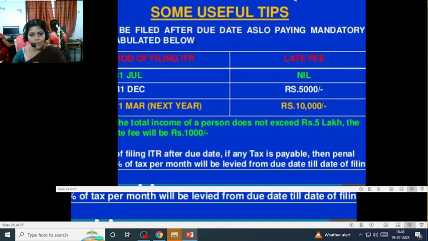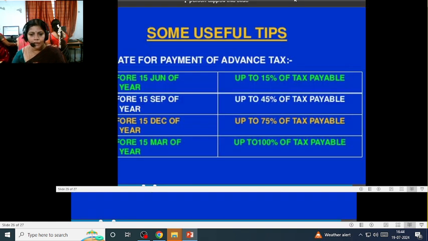So, what is the last date of filing of the income tax return? The last date for filing income tax return is on or before 31st July, and with a penalty the person can file the income tax return: with 5,000 rupees by 31st December, and by 31st March of next year with 10,000 rupees. If the total income of a person does not exceed 5 lakhs, the total fine will be 1,000 rupees. If the ITR is filed after the due date and tax is payable, then penal interest at a percentage will be calculated per month, from the due date till the date of filing.